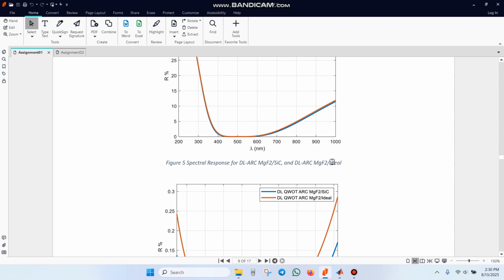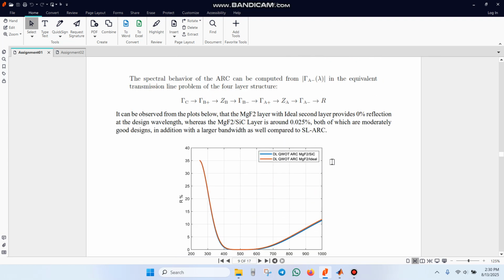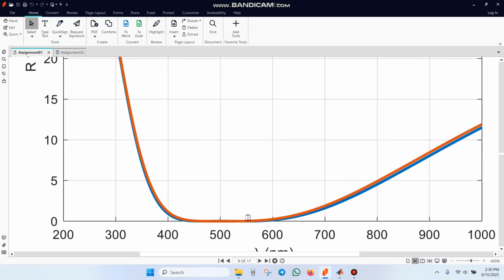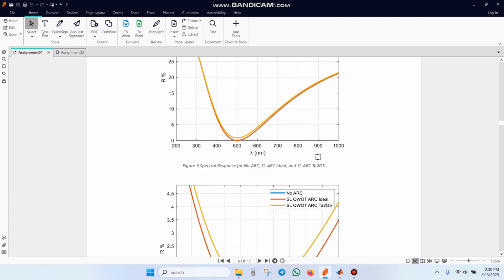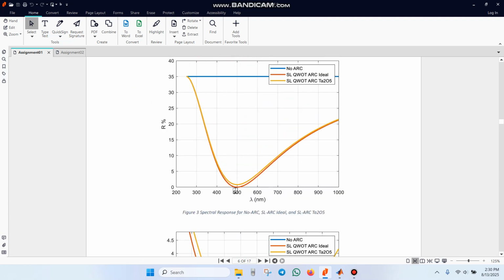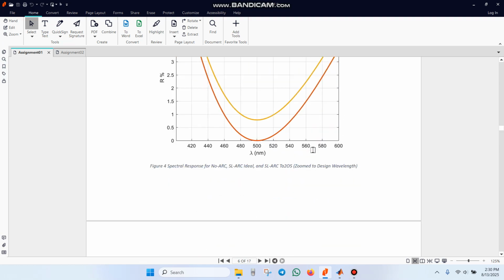It should also be noted that the bandwidth that it offers is quite small, as you can see that the zero reflectivity is only around 500 nanometer, and for the wavelengths before that and the wavelengths after that, the reflectivity tends to increase much higher.